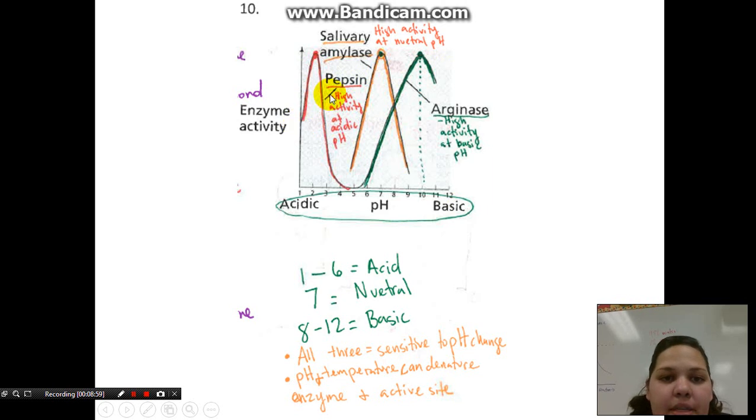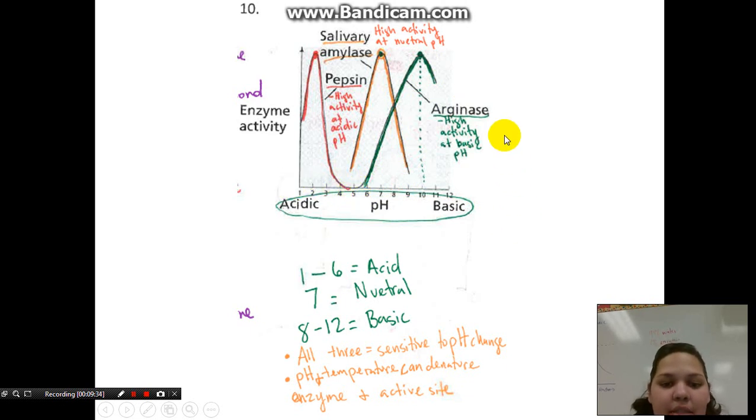We have pepsin right here, and pepsin is showing high activity at an acidic pH. And salivary amylase, this is from your saliva, it has a neutral pH. Whereas arginase, which is in your small intestine, has high activity at a basic pH. All 3 of these are sensitive to pH change. As you can see, pepsin does not work past 4.5. Then you have salivary that doesn't work below 4.5 or over, looks like 9.5. Arginase doesn't work at all below 5.